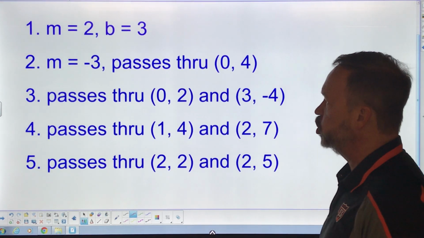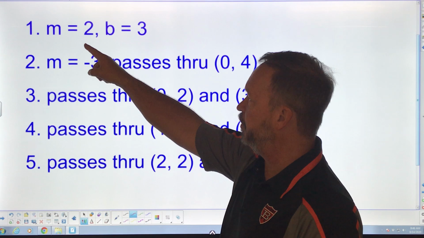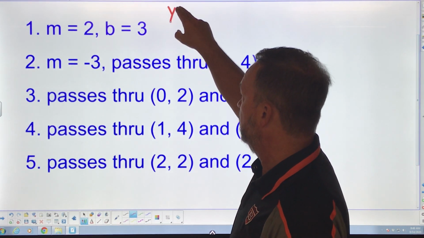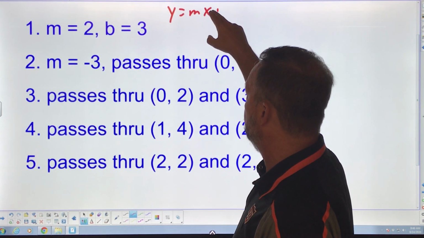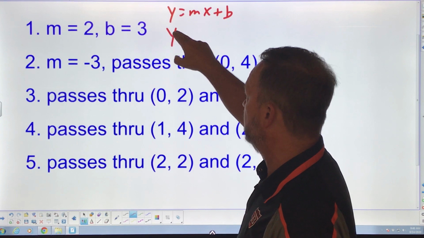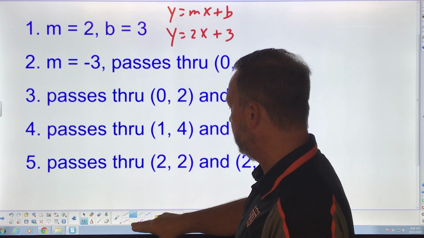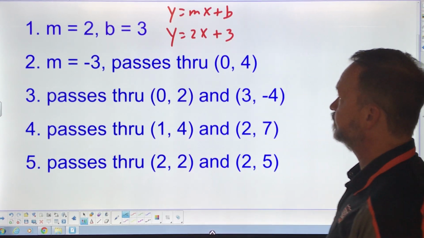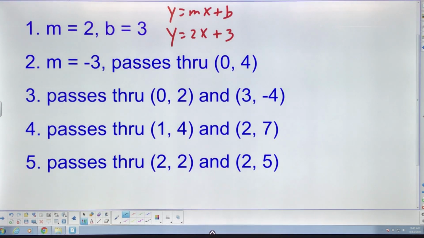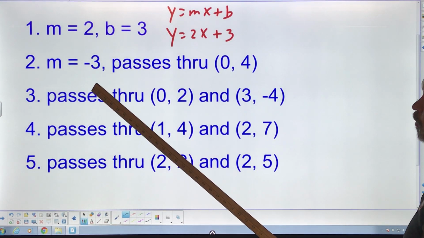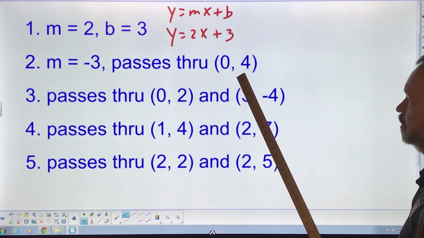First one is super simple because they give us the slope and the intercept. So we take the slope-intercept form. We drop the pieces in the places where they belong. This is very, very elementary, and we are done. That's it. That's it.